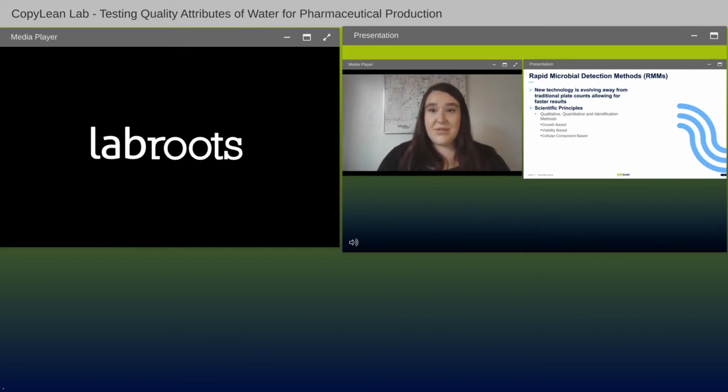So one of these includes growth-based methods. A growth-based method decreases the time in which we can detect a growing microorganism. So some of these test methods include detecting carbon dioxide or changes in pressure. During microbial respiration, microorganisms consume oxygen and produce CO2. So if a microorganism is respiring inside of a closed container, there's often going to be changes in pressure that will result.